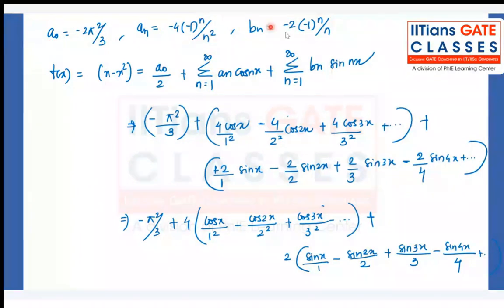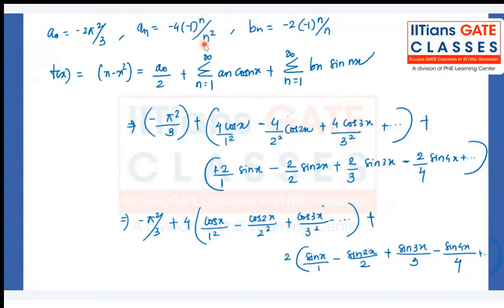A naught was this, an is this, and bn is this. And this was our equation. No need to write it again. You have already written it. So what is a naught? A naught was minus 2 pi square by 3 divided by 2, which will be minus pi square by 3, plus summation of all the an cos of nx terms. An is what? This. So a1 will be minus 4 into minus 1.